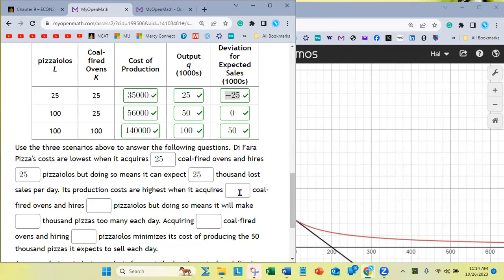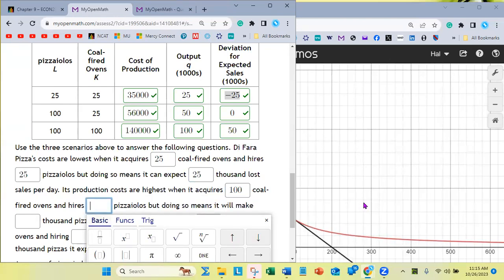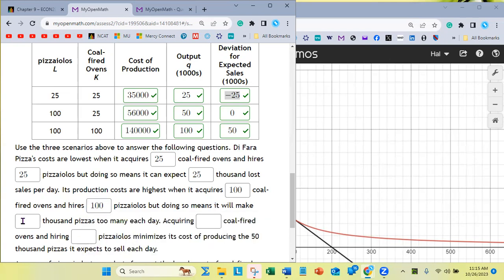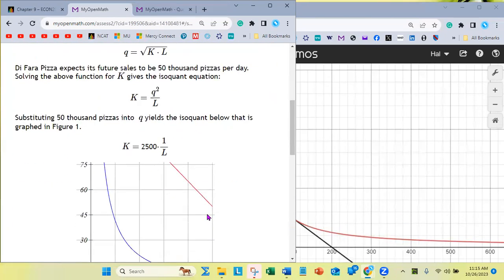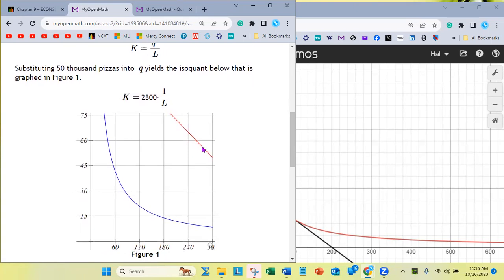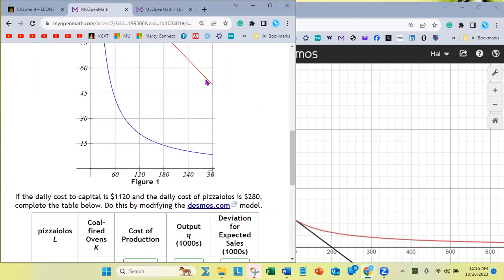Its production costs are highest in the three different scenarios. There are infinitely many scenarios here, so this is definitely not the highest cost possible. Its production costs are highest when it acquires 100 coal-fired pizza ovens and hires 100 pizza chefs. In doing so, it'll make 50,000 pizzas too many. And you can see here that our iso-cost line is way out here.